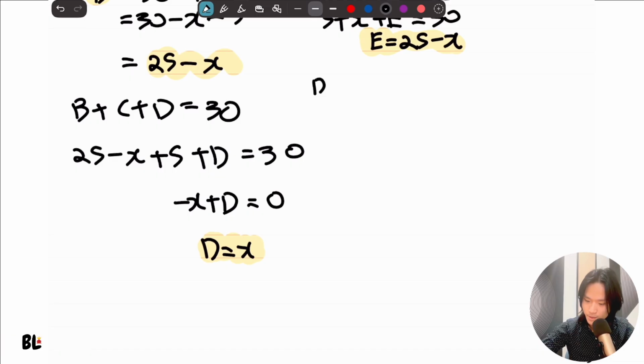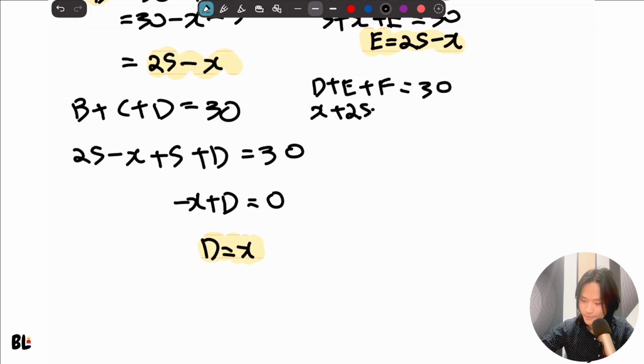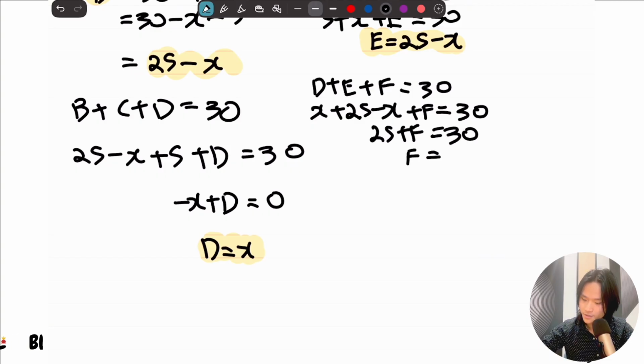Then we do it for D, E, F. D plus E plus F equals 30. D is X, and E is 25 minus X, and then F, so 30. The X's cancel out, and we are left with 25 plus F equals 30. So F is just 5.